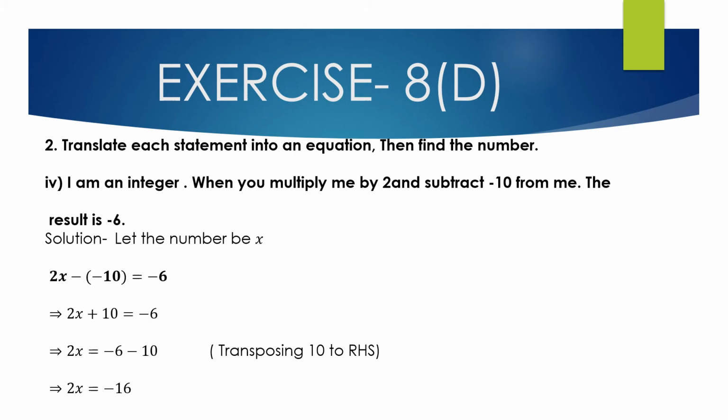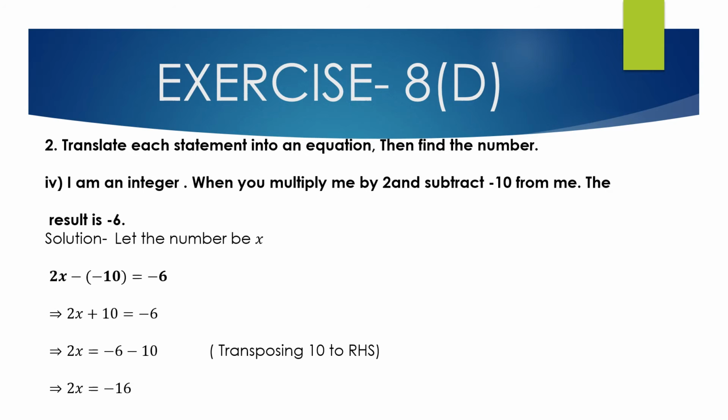Now we solve question number 4b. I am an integer. When you multiply me by 2 and subtract minus 10 from me, the result is minus 6. This is the statement given and we have to translate this statement into an equation and find the number.